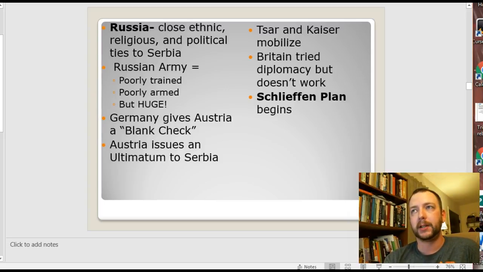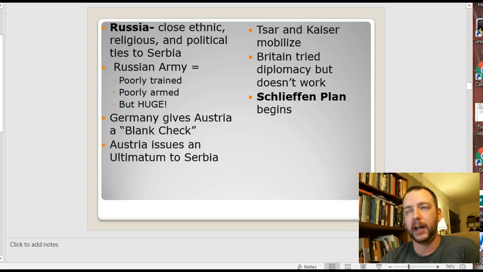But there's something to keep in mind, is that the Russian army was poorly trained, it was poorly armed, but it was rather massive in general. So Austria has some demands of Serbia, and they issue this ultimatum with a bunch of demands that we're not going to go through all of. But Serbia, who is backed by Russia, isn't all that keen on adhering to the ultimatum. But something else of interest is that Austria sort of knew that Serbia would not be able to live up to the expectations of the ultimatum.